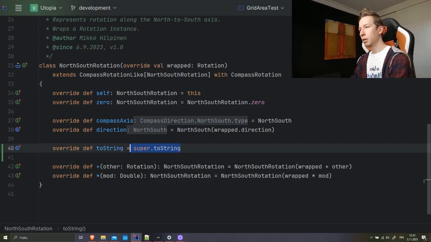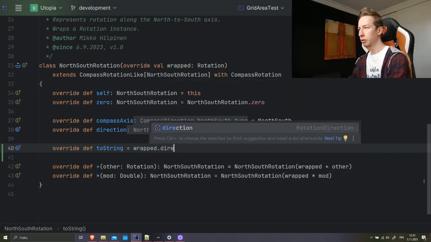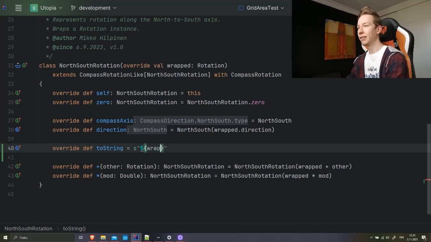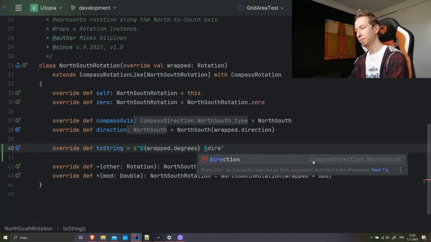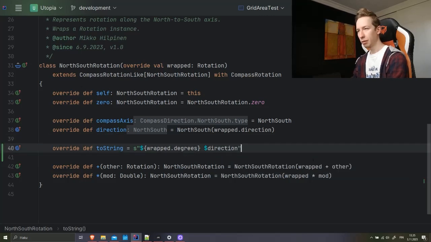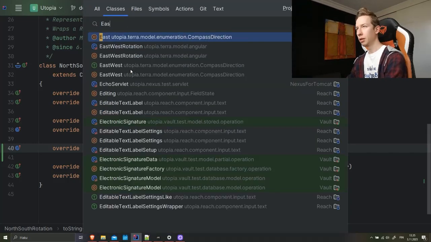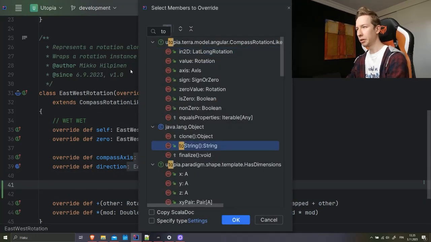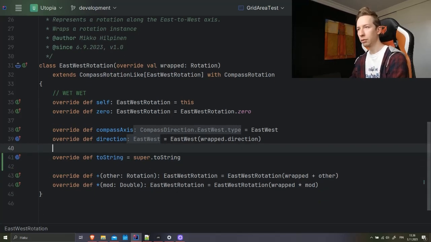So basically we want like x degrees south or x degrees north. So let's do wrap direction. I guess no, not this. Let's do direction. No. Let's do wrap decrease towards direction. That should be easy. Then east-west rotation. Let's have the same thing. It's kind of copy-paste, as you can see from the comment. I already wrote WET here, which means write everything twice.